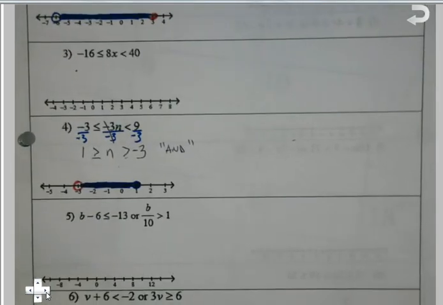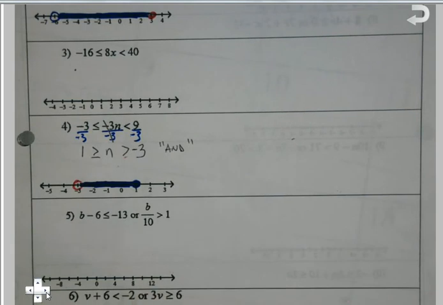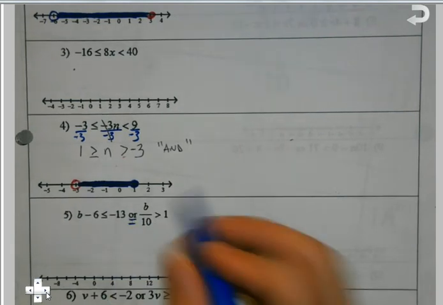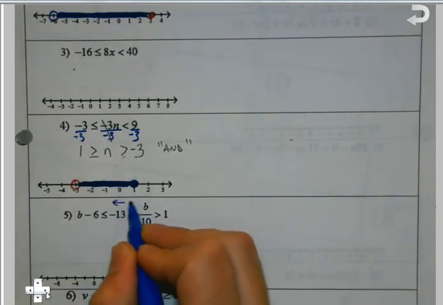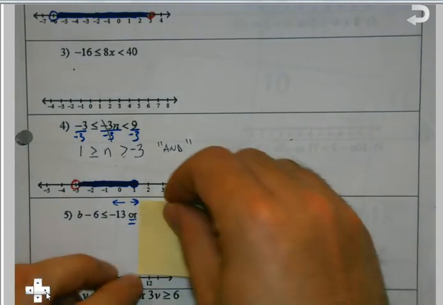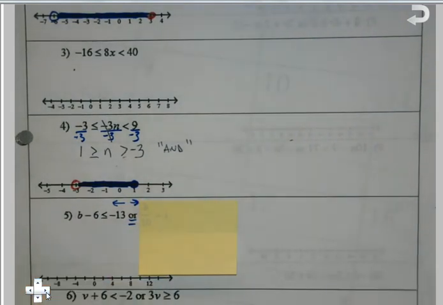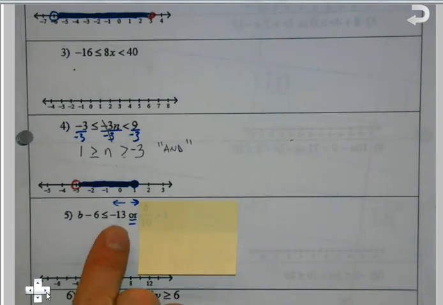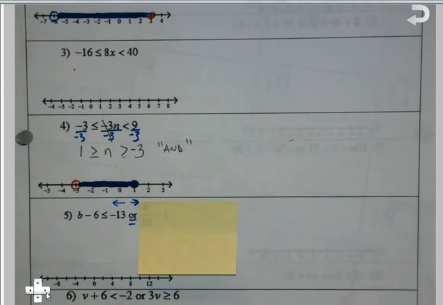Now 5, a little different. I see the or in the middle. That or tells me that typically my graph is going to look something like this. But I'm only going to do these one at a time. So I'm going to forget about the fraction for a minute. b minus 6 is less than or equal to -13. How do I dump the -6? How do I undo it?